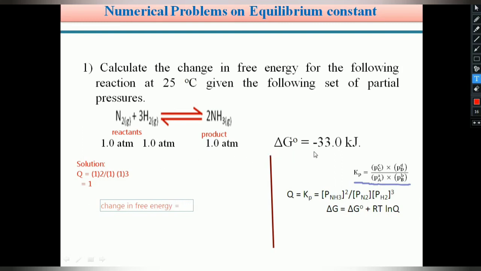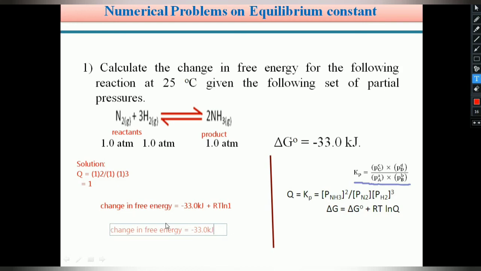Given delta G naught is minus 33.0 kilojoules plus, as per the formula, R into T into ln Q. Here the Q value we are getting is 1, so RT ln 1. Students, we know ln 1 is 0, log 1 value is 0. Therefore, the change in free energy is equal to minus 33.0 kilojoules.